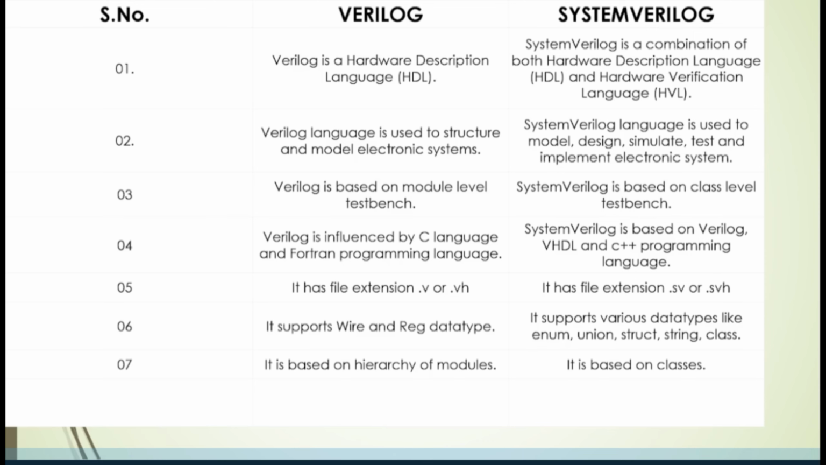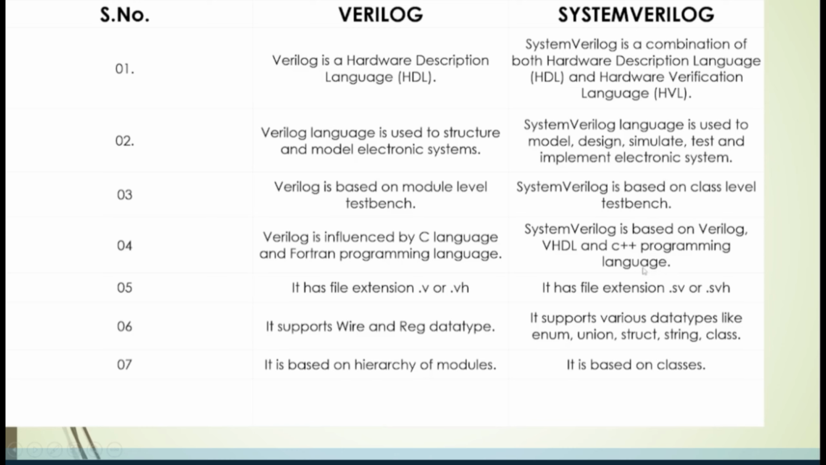Okay, these are some of the major advantages. Now let us see the difference between SystemVerilog and Verilog. You already know that Verilog is a hardware description language, and SystemVerilog is HDL as well as HVL. We have discussed every topic here, right? Verilog is used to structure and model electronic systems. Along with structuring and designing, this is also used for simulating and testing the electronic systems. Okay, Verilog is module based, as I already told you, but SystemVerilog is class based. Verilog is influenced by the C language and the Fortran programming language. SystemVerilog is based on Verilog, VHDL, and the C++ programming language.